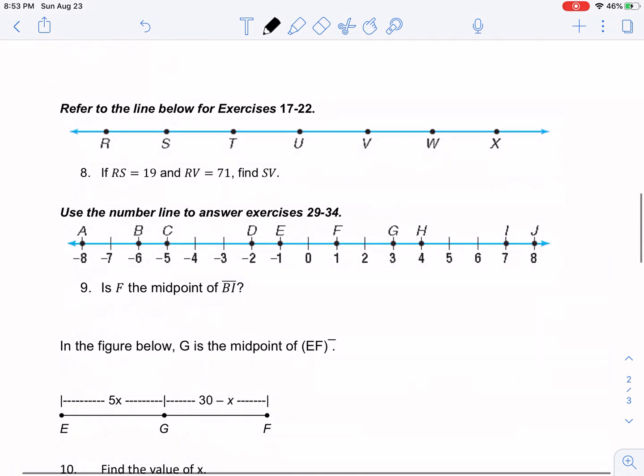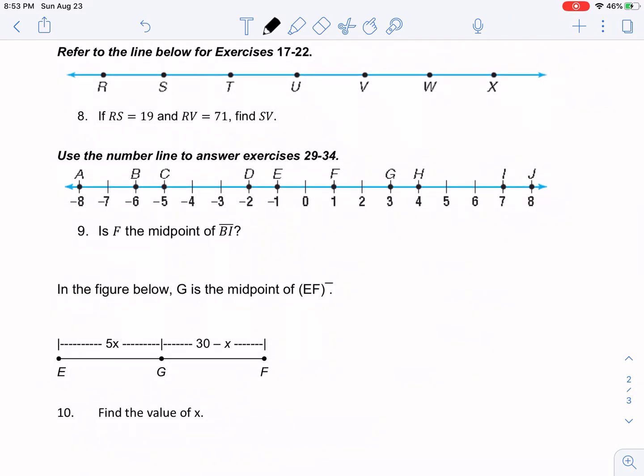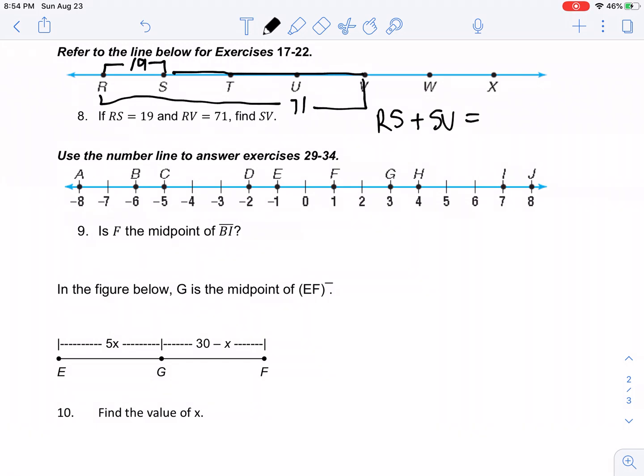Number 8. It says we're given this number line. If the distance of RS is 19, and RV is 71, we want to determine SV, this distance right in here. Well, this is very similar to a question that we looked at earlier, correct? We know that RS plus SV has to equal the total distance RV.